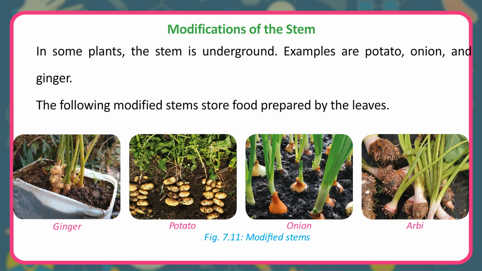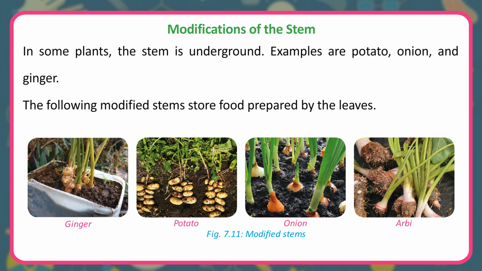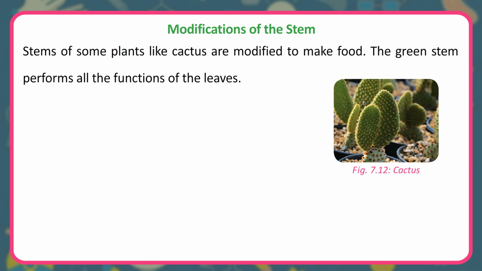Modifications of the stem. In some plants, the stem is underground. Examples are potato, onion, and ginger. The following modified stems store food prepared by the leaves: ginger, potato, onion, arbi. Stems of some plants like cactus are modified to make food. The green stem performs all the functions of the leaves.